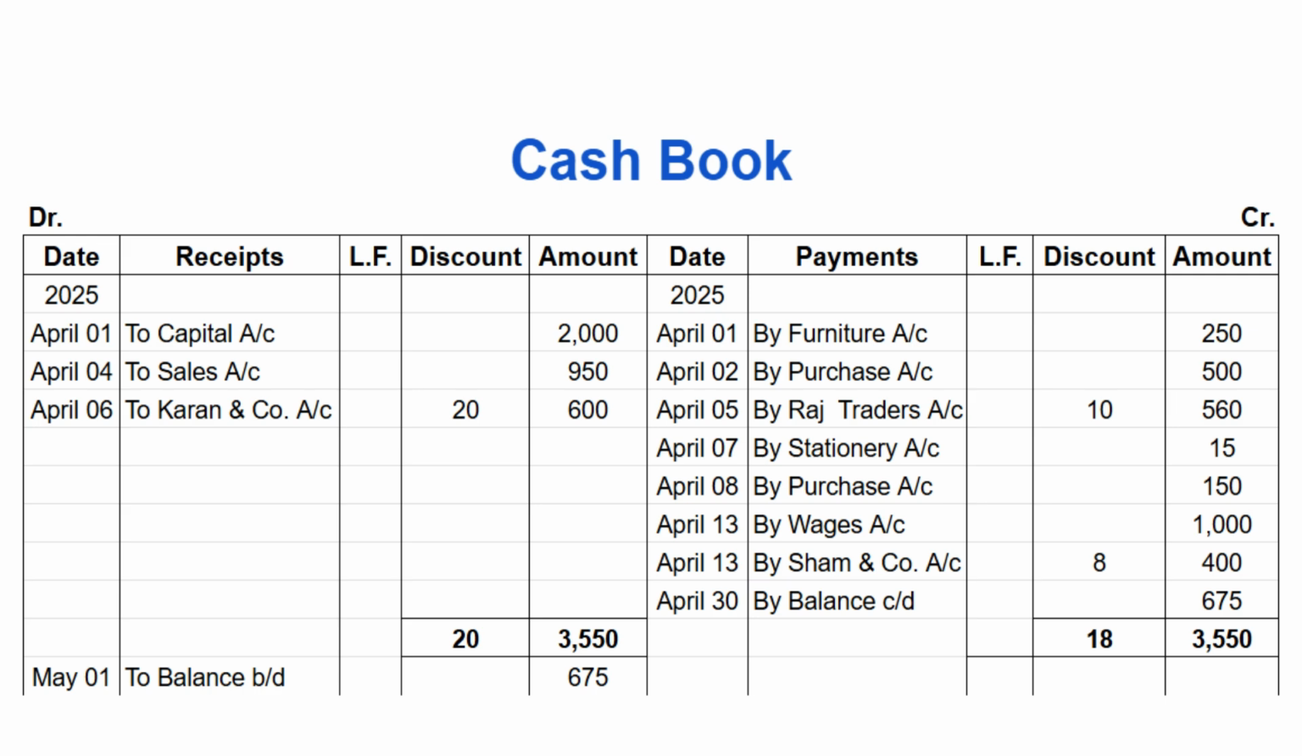So in this video, we have learned the meaning of double column cash book, features of double column cash book, advantages of double column cash book, format, and we have understood step by step double column cash book with the help of an example. Now you know how to record transactions in a double column cash book step by step. In the next part of this series, we will move on to the triple column cash book, where we will add the bank column along with the cash and discount to cover all the cash flow activities in one book.